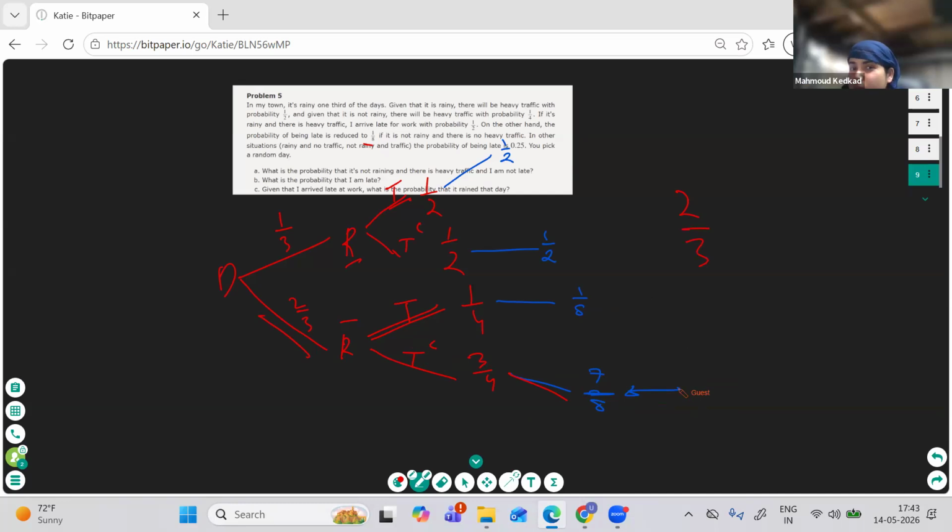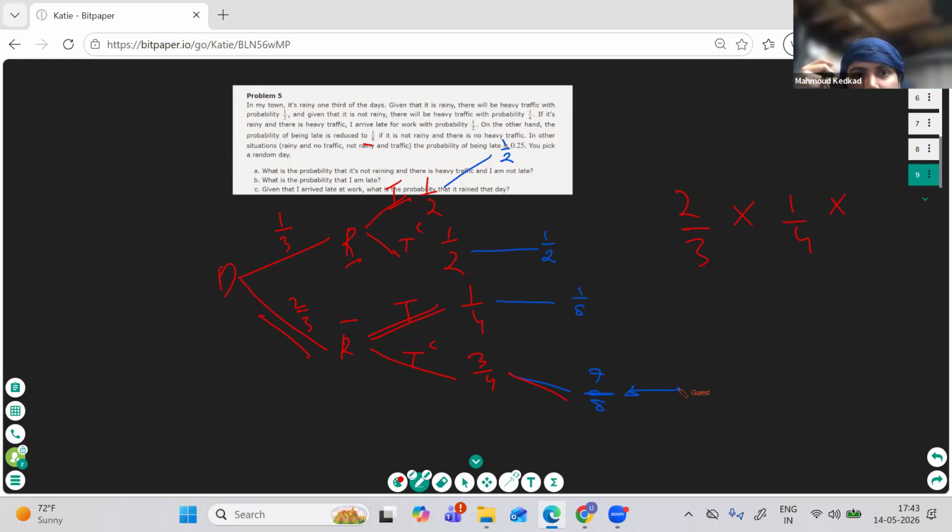No, not the final number. Everything is happening simultaneously. So you're taking the probability of not raining, that's 2/3 times, and then there's traffic, that's 1/4 times, and then she's not late, 7/8. What did you find this? I forgot. Probability in other situations, rainy.